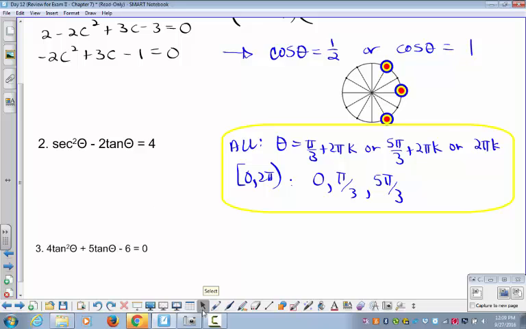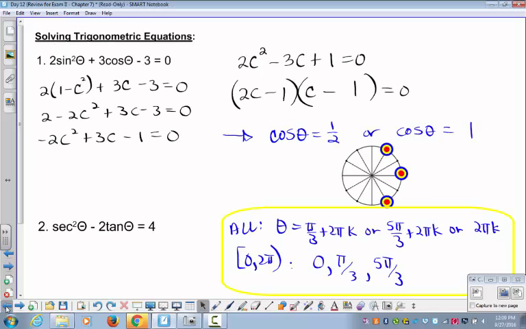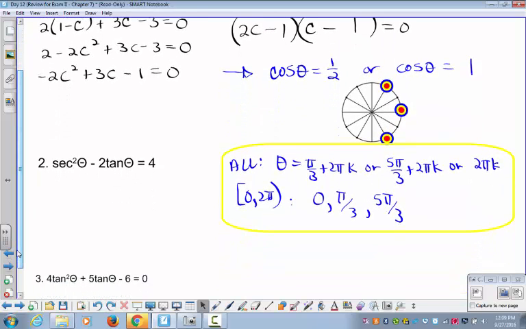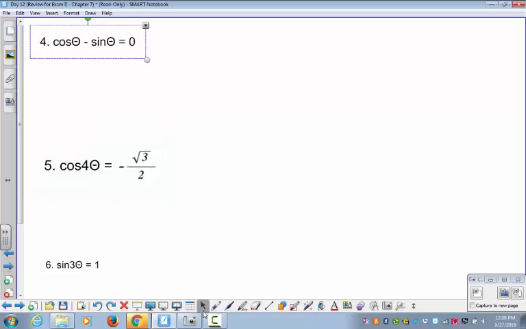Let's see what's on the next slide. I want to do one more multiple angle one. So I'm going to do number 5. Before I post the notes, I'll just finish off the other ones and put them all up there so you have solutions to them. But let's do one more multiple angle one before we vanish for 48 hours.